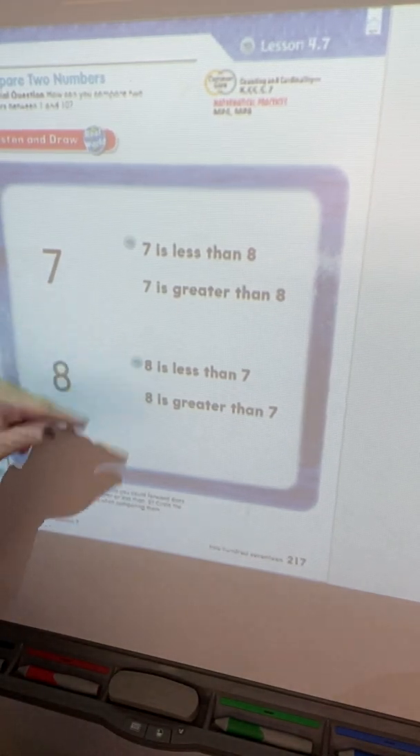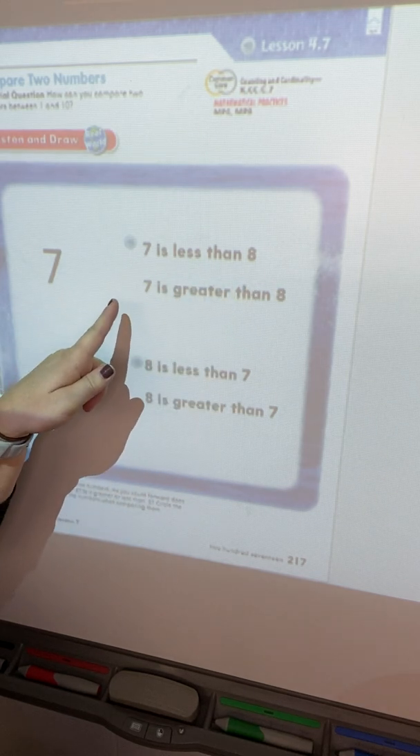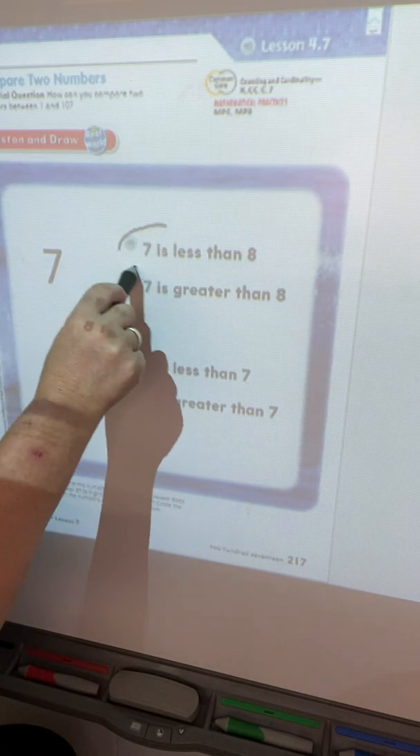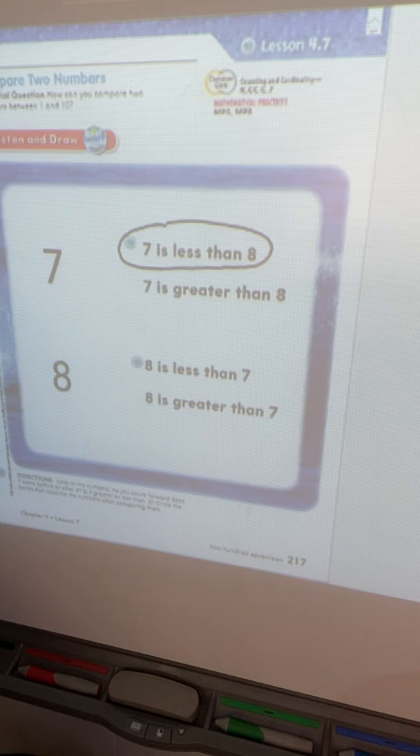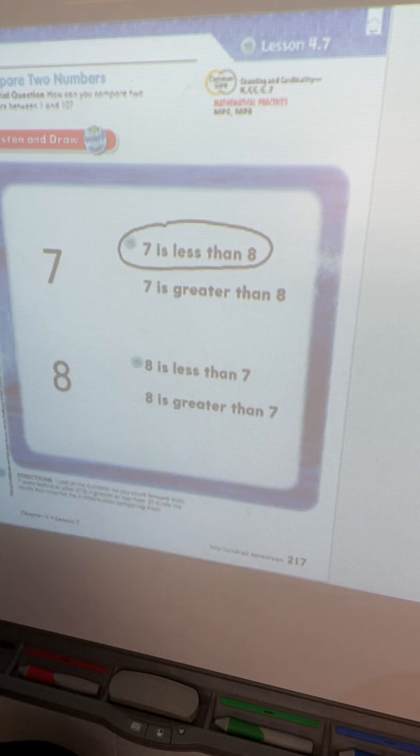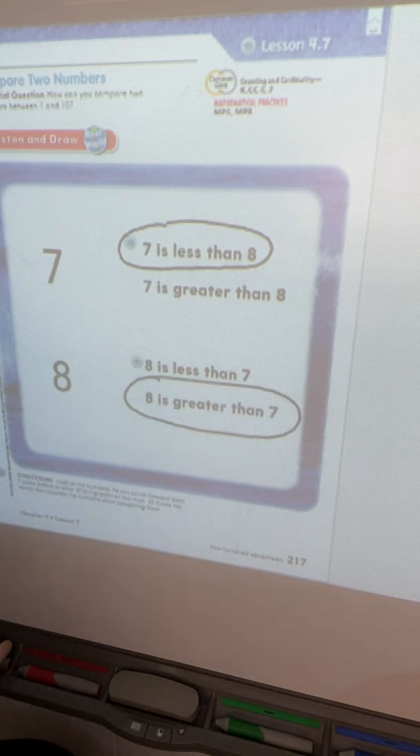Boys and girls, when we look at the numbers 7 and 8, we know that 7 is less than 8 or 7 is greater than 8. Which one do you think it is? Is 7 less than 8 or 7 greater than 8? 7 is less than 8. If we're looking at it on our number line, 7 comes first. So 7 is smaller than 8. Let's talk about 8. Is 8 less than 7 or 8 is greater than 7? If you said 8 is greater than 7, you are correct.